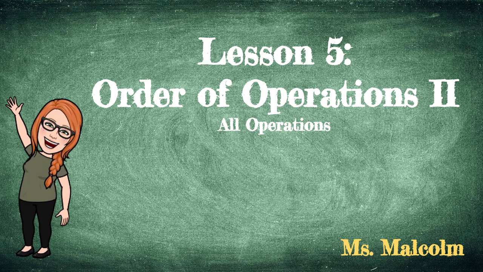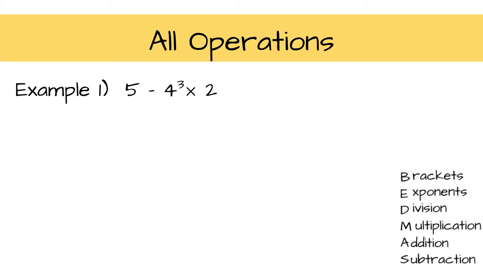Welcome to Lesson 5, Order of Operations number 2. In our last lesson, we were just looking at addition and subtraction of powers. Now we're going to add in some multiplication and division. So I've created a little checklist on the side, and I'm going to go through those, and we're going to answer our question. So first I check to see if there's any brackets. There are none, so we can scratch brackets off there.